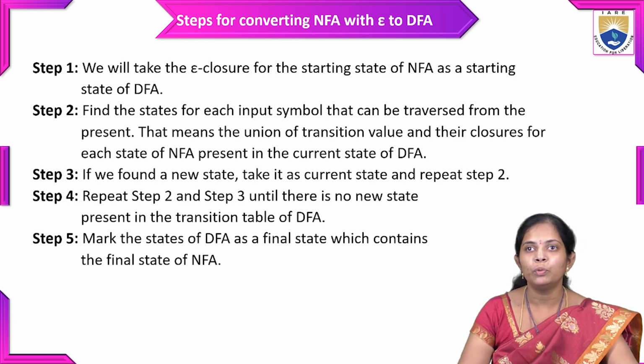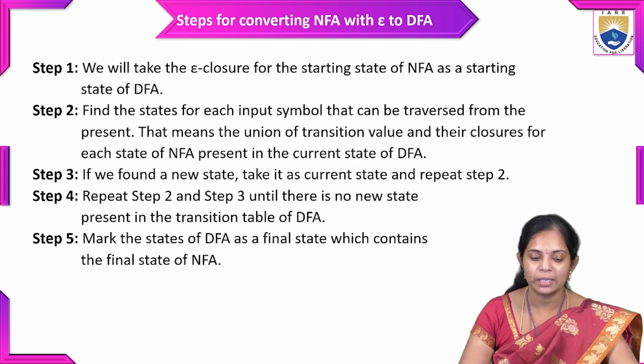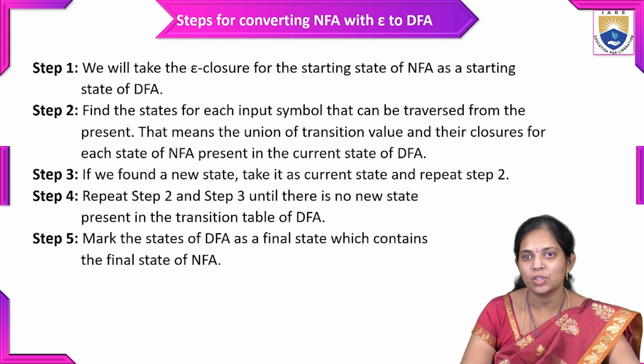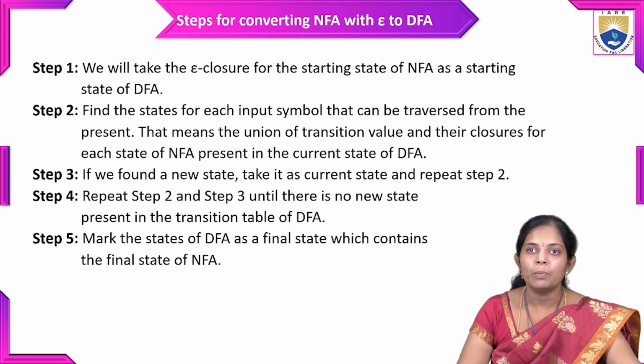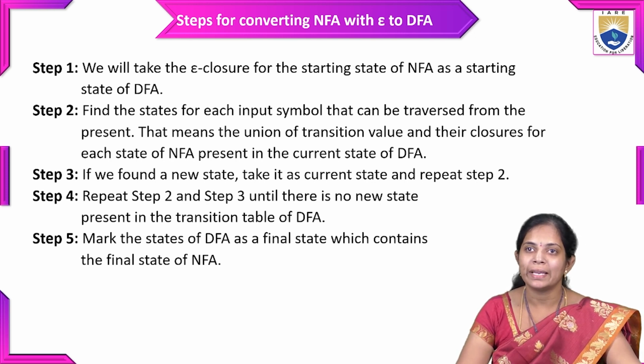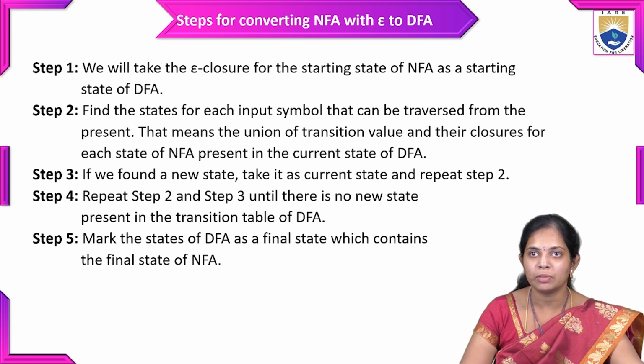In step 2, find the states for each input symbol that can be traversed from the present state. Whatever inputs we have in the transition diagram, we have to find all the possible states reached from the present state to the next state. That means the union of the transition values and their closures for each NFA state present in the current state of the DFA. We will discuss all these steps one by one with examples.